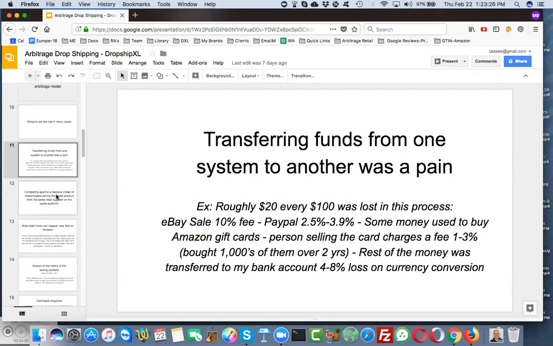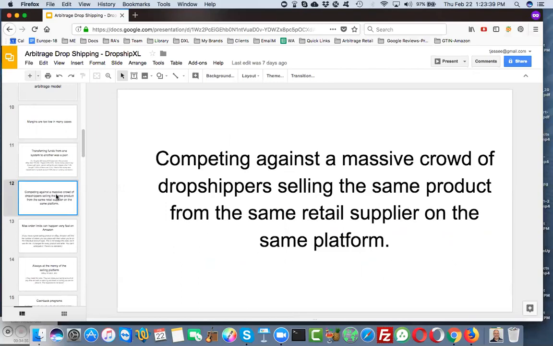You always do your number crunching before you start to get into any type of sales. And that's one of the major things I teach all my students in my mentoring program and online through Dropship XL. So, all right, let's go on to the next con in terms of following the retail arbitrage method here.